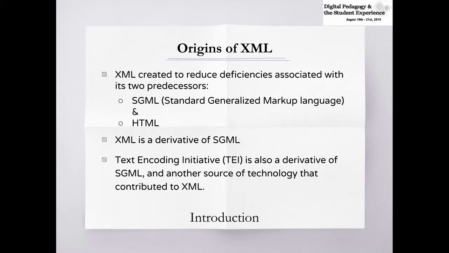XML was created to help reduce deficiencies that were associated with its two predecessors, SGML, Standard Generalized Markup Language, and HTML, which are both markup languages. SGML was considered too difficult for people to use, and HTML was too limited and polluted. XML is a derivative of SGML, and most of it comes from SGML without change. You may have heard of Text Encoding Initiative, TEI, which is also a derivative of SGML, and is another source of technology that contributed to XML.